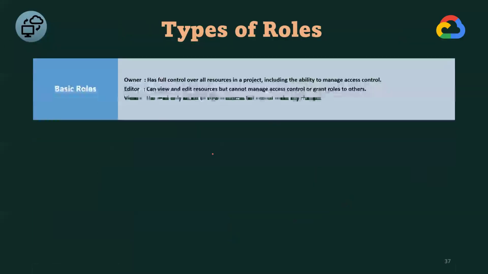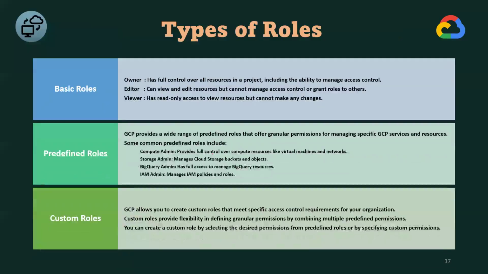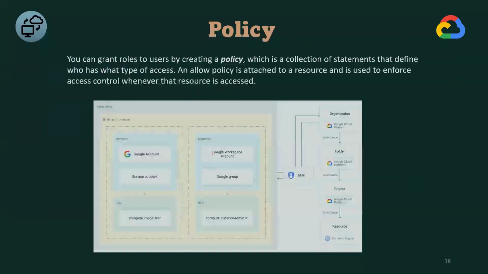The next topic. As I told you, there are 3 types of roles: basic roles, predefined roles, and custom roles. Policy: you can grant roles to users by creating a policy. So far we understood the definitions of identities or principals. We understood the roles and types of roles. What happens when you grant a role to a user? What happens is nothing but a policy. Okay, when you grant a role to the user, the policy gets created.